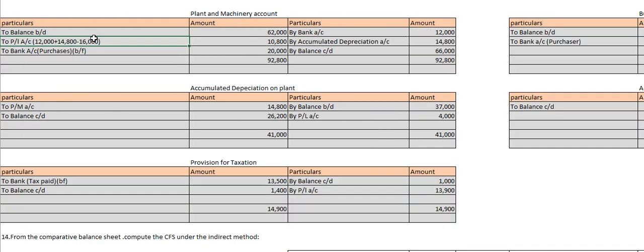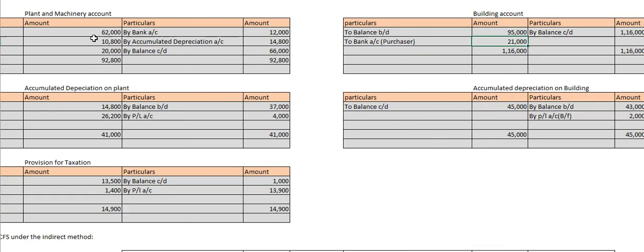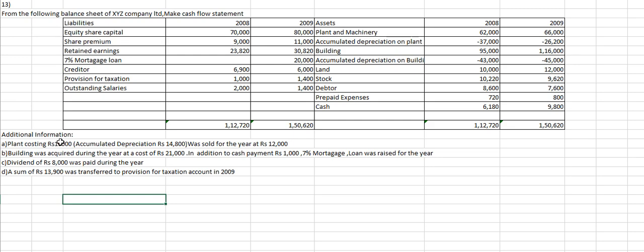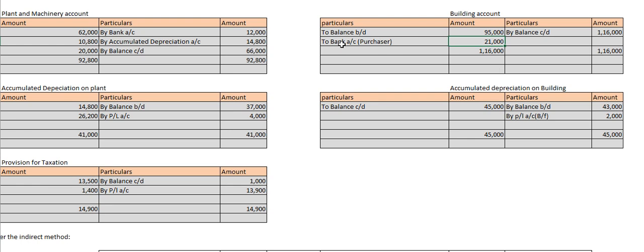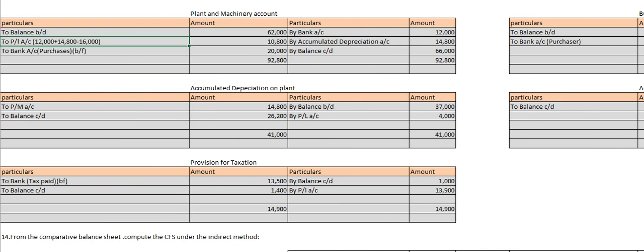Now if you see, any other adjustment is given on buildings account. There is an adjustment which is given: building was acquired during the year at a cost of rupees 21,000, in addition to cash payment of rupees 1,000, and 7% mortgage loan was raised. So to bank account, which is 21,000, which is nothing but your purchases. So if you balance it, you're getting the balance. So there is no balancing figure.